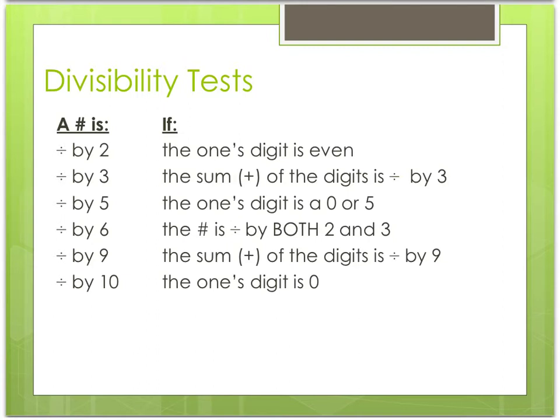For example, if I had the number 34, the number 34 has the digits 3 and 4. So if I added the digits 3 plus 4, that's 7. And is 7 divisible by 3? No, it is not. Therefore, 34 is not divisible by 3.